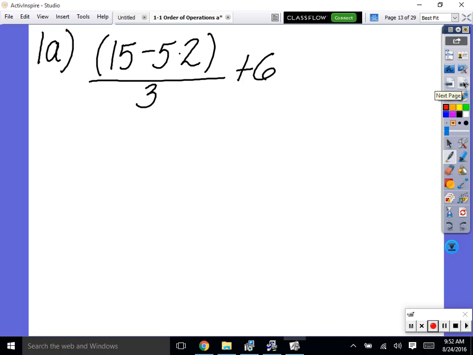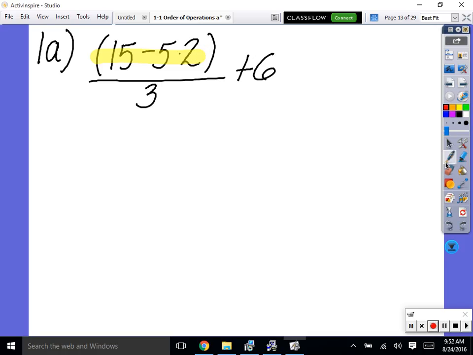Let's do example 1A. Looking at this, a lot of people get confused. This is on the worksheet, the in-class worksheet, right? So if you want to write this down for yourself, these are notes that you're going to keep. Guys, I want you to notice something. We have all this stuff in parentheses, and it's on top of a fraction.